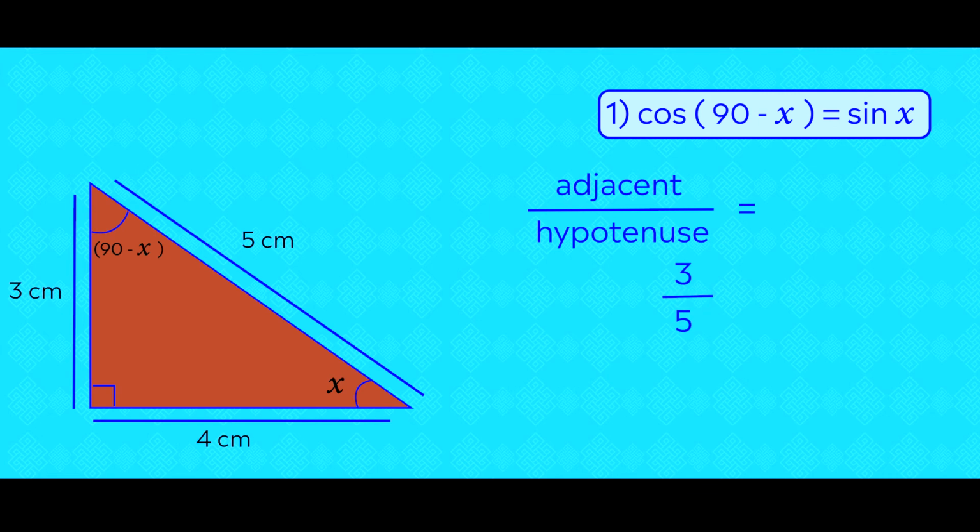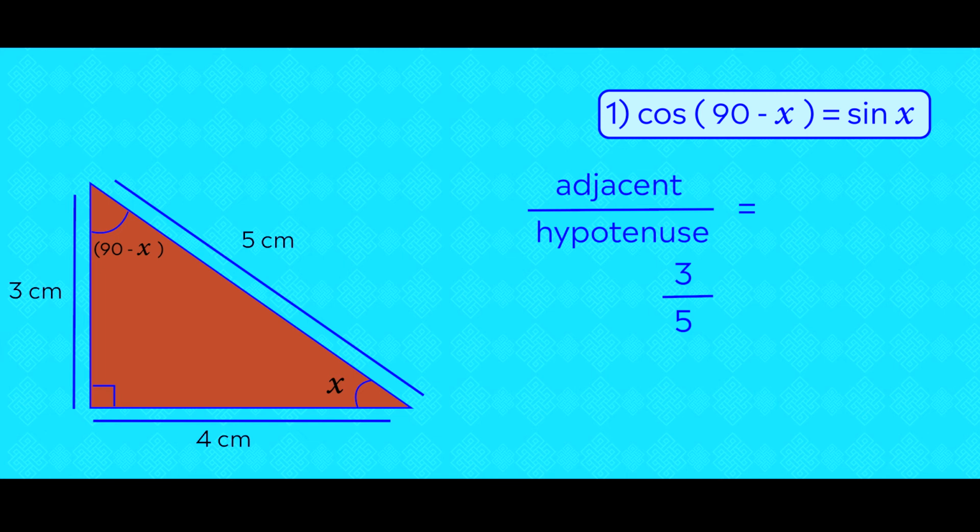Let us now move on to the right-hand side of the equation, that is sine of x. The angle that we need to take into consideration here is angle x. So with reference to angle x, 4 centimeter will be the adjacent side length, 3 centimeter becomes the opposite side length, and 5 centimeter the hypotenuse.